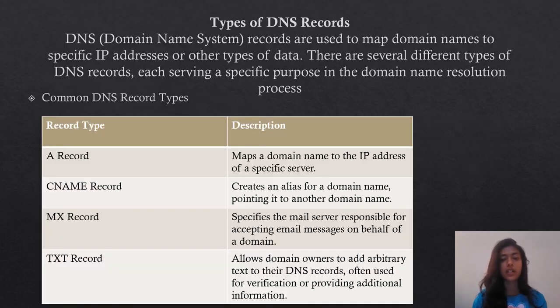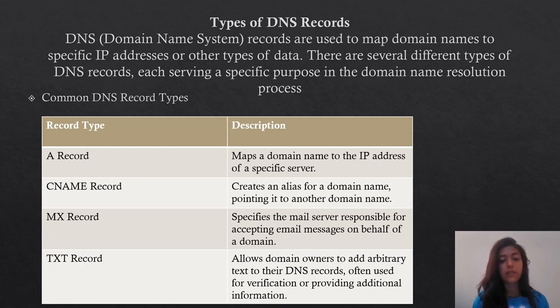Next is types of DNS records. DNS records are used to map domain names to specific IP addresses or other types of data. There are several different types of DNS records, each serving a specific purpose in the domain name resolution. Common DNS record types.